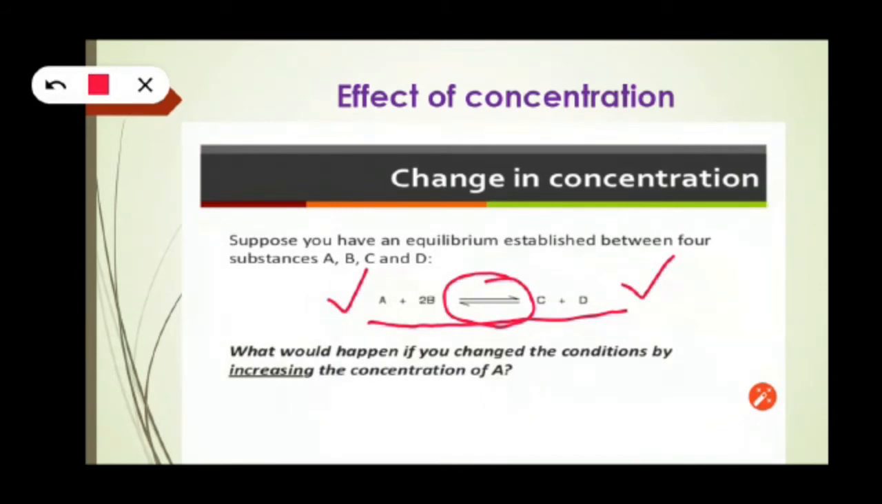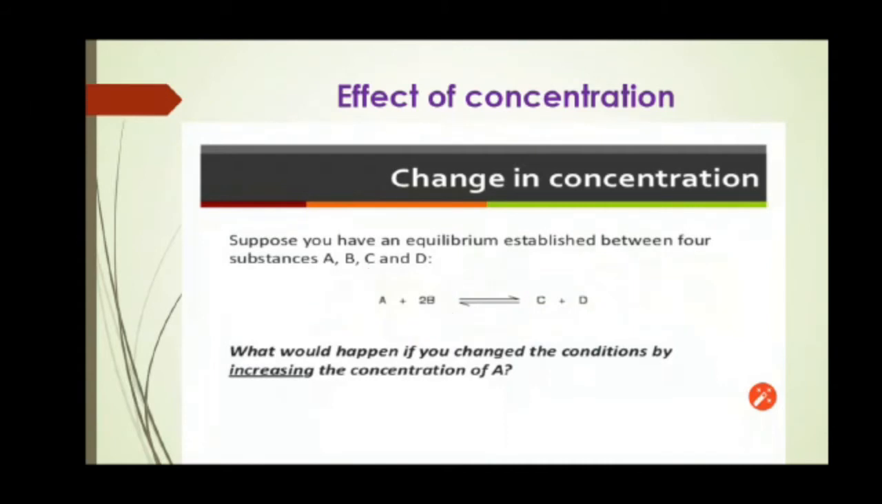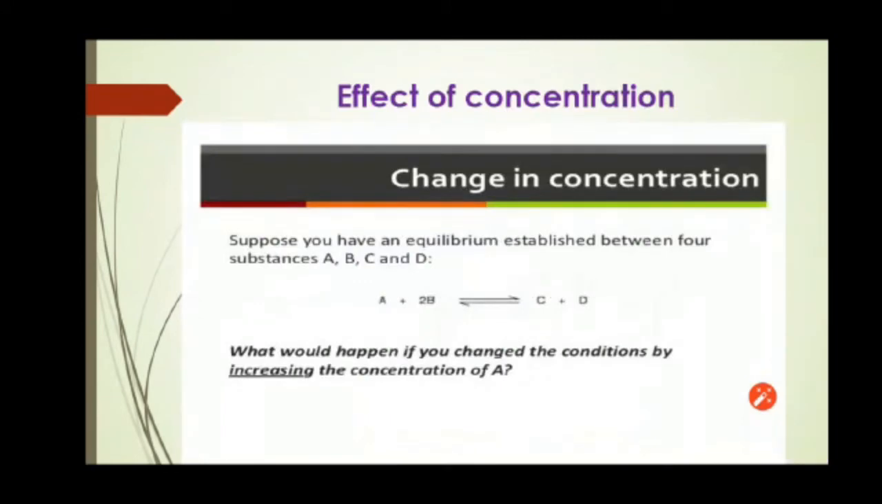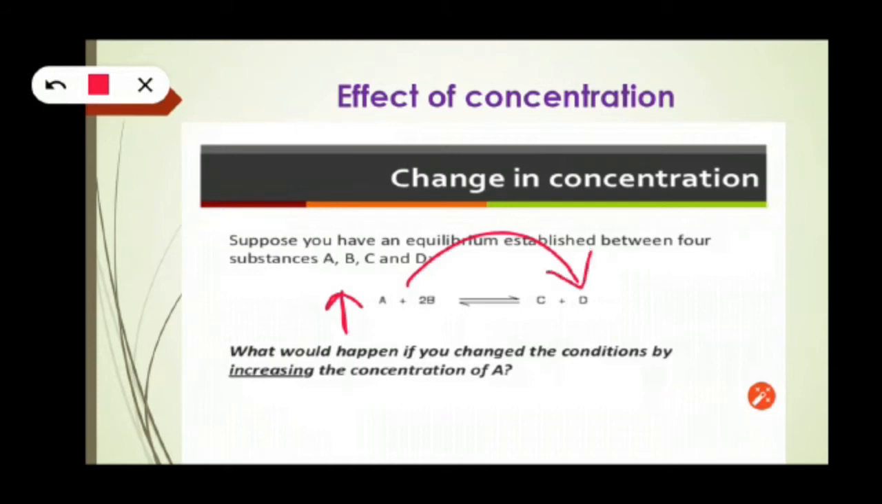Now what happens if we change the concentration at this stage? So by increasing the concentration of A, the reaction will move in the forward direction. Now if we increase the concentration of A, the reaction will move in the forward direction in order to attain equilibrium and to balance the concentration. Similarly, if we increase the concentration of B, again the reaction will move in the forward direction in order to achieve equilibrium.